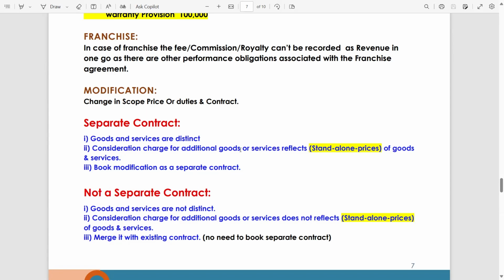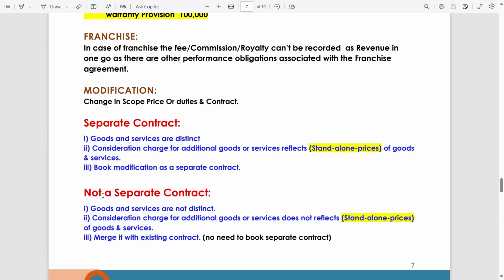Stand-alone prices of goods and services. Stand-alone prices means separate prices, not in a bundle. Book the modification as a separate contract. If these two conditions are there in the modification, then you will have to treat it as a separate contract.